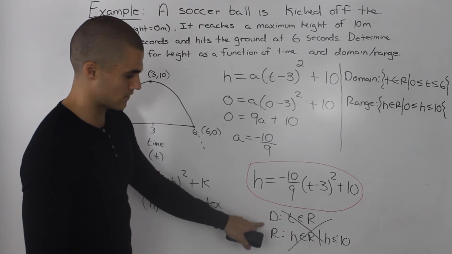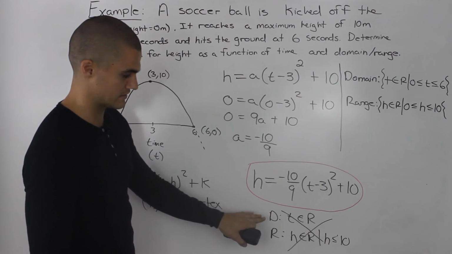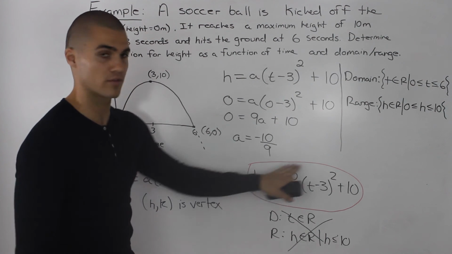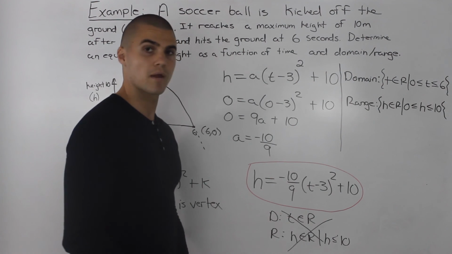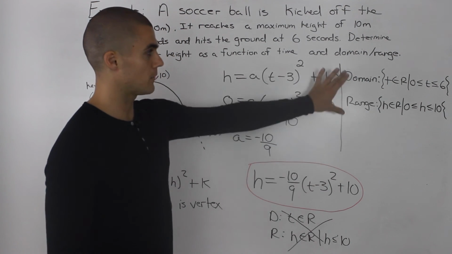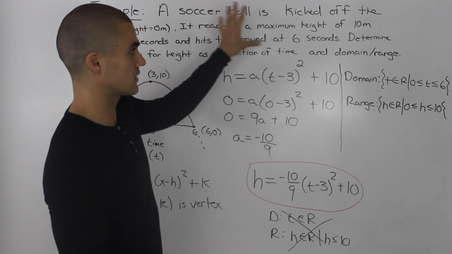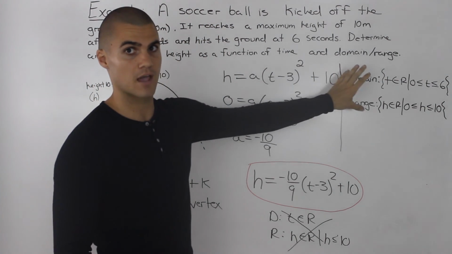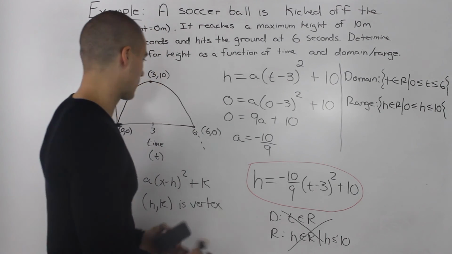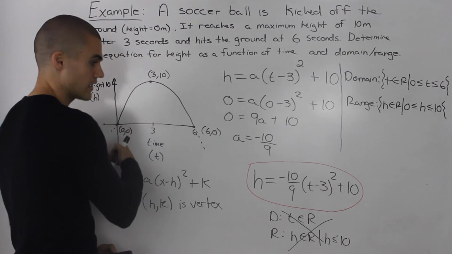And notice how they're a little bit more restrictive than the abstract domain and ranges for this parabola if there was no scenario attached to it. So just remember that whenever they're asking you for the domain and range of a specific real-world scenario, you have to restrict it sometimes in a way that will make sense. In our case, time couldn't be negative, height couldn't be negative.